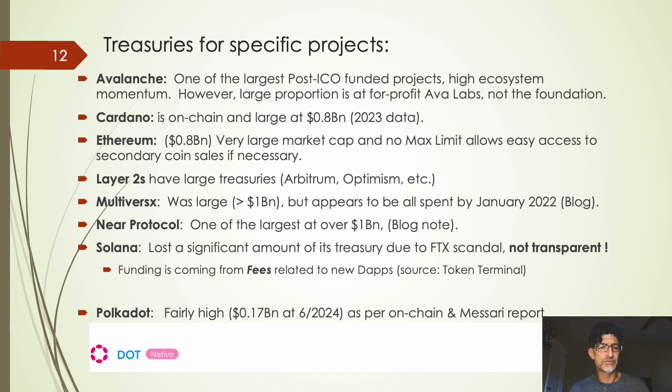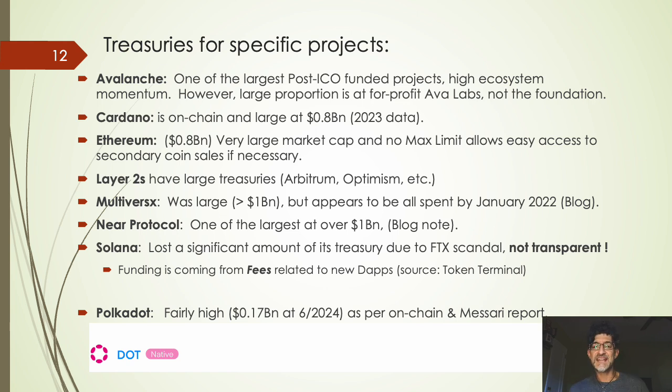So that's an issue. So here are some examples from specific projects. I'm only going to talk about two or three. Avalanche used to be big, but a lot of it's at the for-profit, so we don't know what's going on. I think the same thing is going on with Cardano. Some of it might be in its for-profit entity at Input Output. But the good thing is it's on-chain. So I believe that might be the foundation. Ethereum has 0.8 billion. I just found that out today. This is as of August 2024.